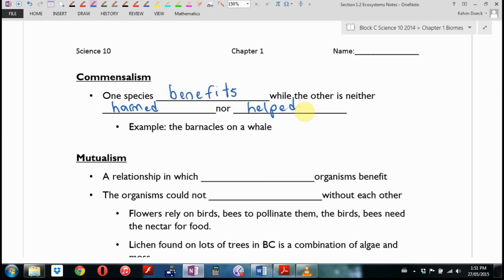So if something is showing commensalism, you're saying, oh, one party is getting an advantage, the other party, meh, not bad, not good, meh. Wrapping your brain around that, you can probably guess what mutualism means. It's a situation where both parties what? Yeah, both parties benefit.